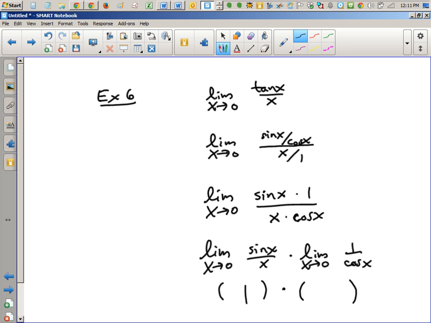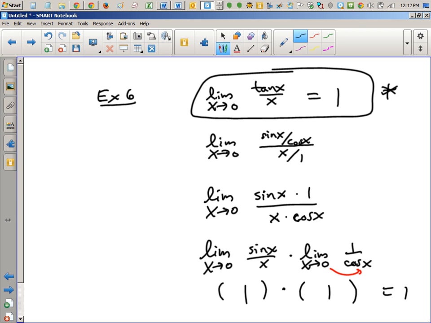Oh no. What about this one? What are we going to do here? Plug it in. Plug in 0. What's 1 over cos 0? That's right, it's 1. The answer is 1. If you want to memorize this and add it to your list of memorized facts, you can, but it isn't really necessary. It wasn't really that hard.